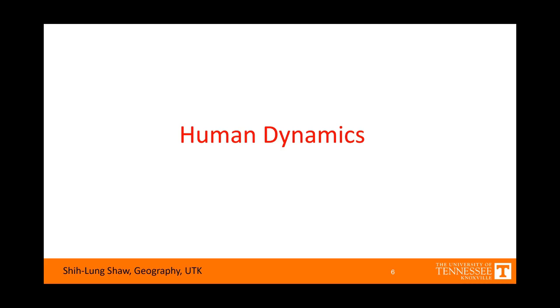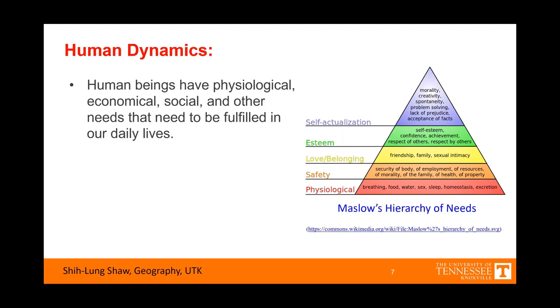So if we think about the foundation of all this, we human beings have different kinds of needs. We need to eat. We need to sleep in order to survive. We also need a job to make a living. We need friends to be mentally healthy. And also we have goals. We want to fulfill those personal goals and so on and so forth.